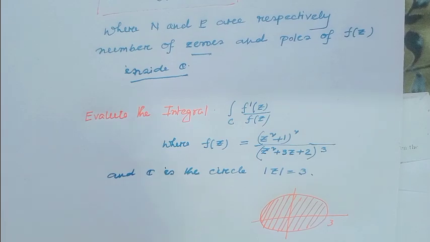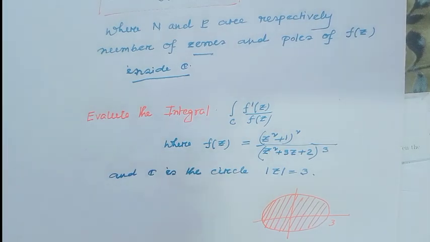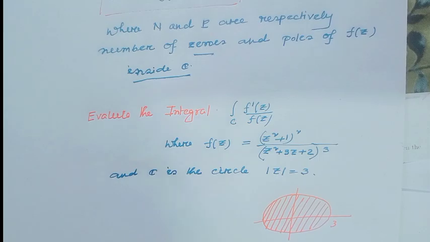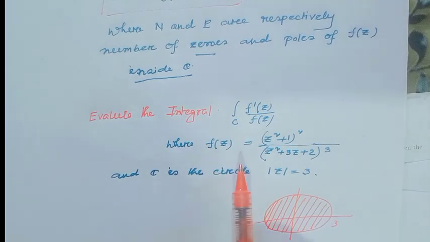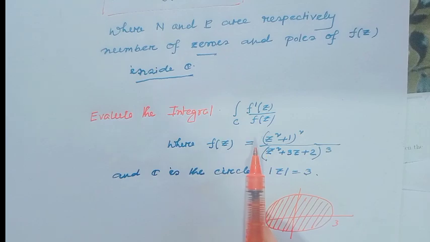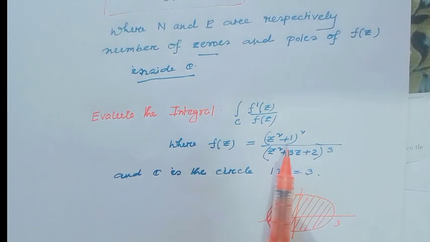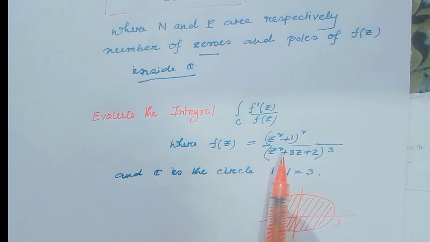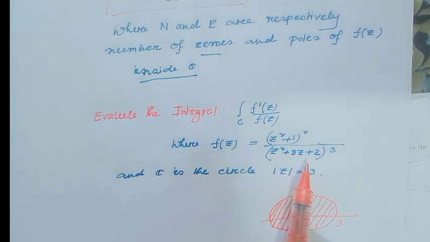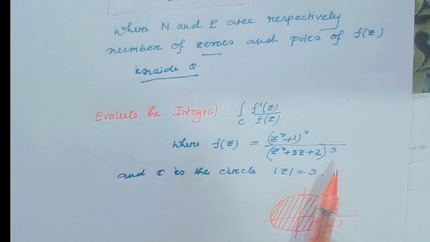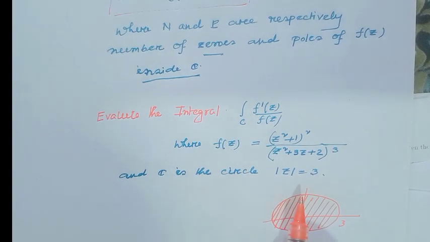Today I will see some more examples based on this theorem. First question: evaluate the integral over C of f prime z divided by f z, where f z equals (z square plus 1) whole square divided by (z square plus 3z plus 2) whole cube, and the contour C is mod z equal to 3.